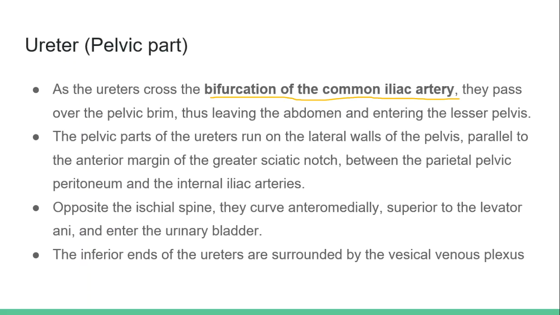Previously, we had talked about the pelvic part of the ureter. The ureters cross the bifurcation of the common iliac artery. They pass over the pelvic rim, thus leaving the abdomen and entering the lesser pelvis.